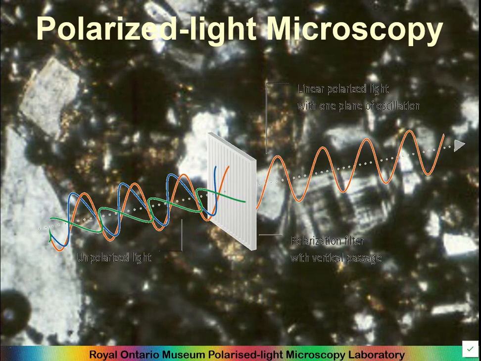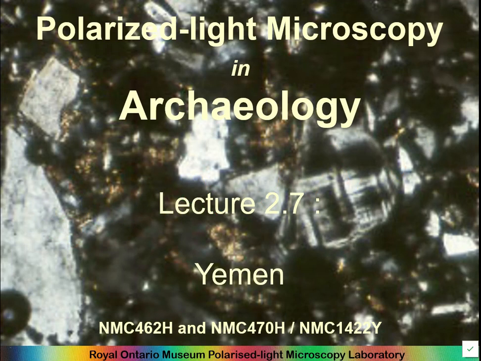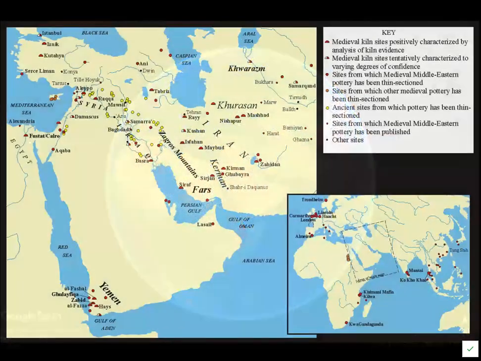This is Polarized Light Microscopy in Archaeology, and this is the lecture on the Yemen and the pottery of the medieval period that I looked at there. And the Yemen is in southern Arabia, about here. And here's the campaign map, and you can see that there's a number of sites around here that were studied as part of a ROM project, particularly in the 80s and 90s.